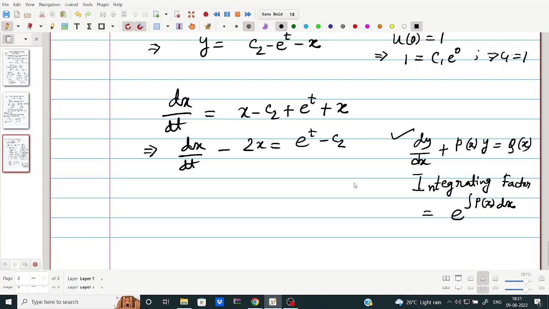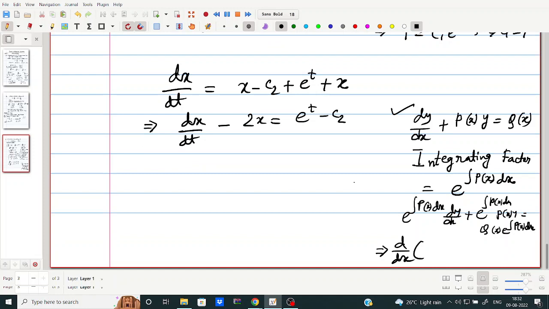Actually, by multiplying this integrating factor, the equation becomes exact. So now what I have to do is multiply this integrating factor with the equation. So what will be the left hand side? Left hand side is, yes, tell me. Who is there? Unmute yourself and tell me.